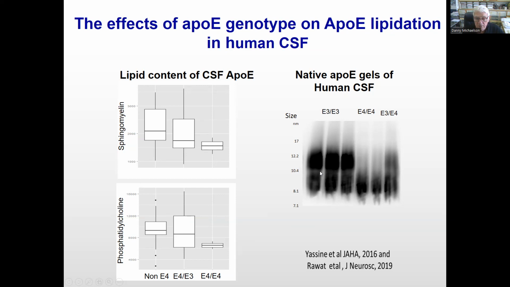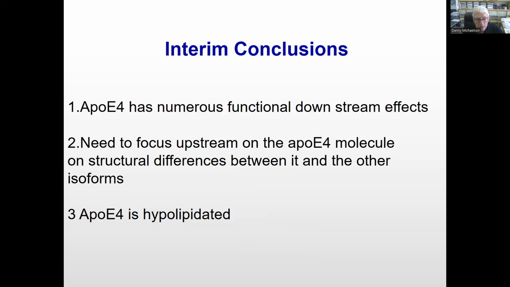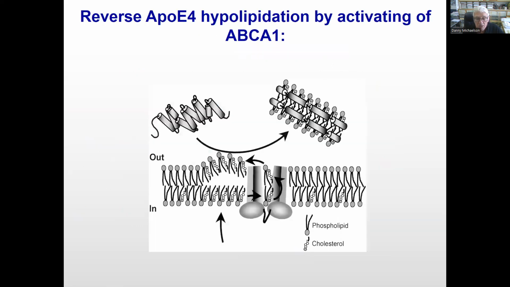So we have here an illustration that indeed ApoE4 is hypolipidated relative to ApoE3. This is shown in patient CSF, as I showed over here, but this is also apparent in animal models and targeted replacement mice of ApoE3 and ApoE4. So we have a phenomenon here that ApoE4 is hypolipidated. The question is whether this is relevant or important in terms of the function of ApoE4 or the pathology driven by ApoE4.